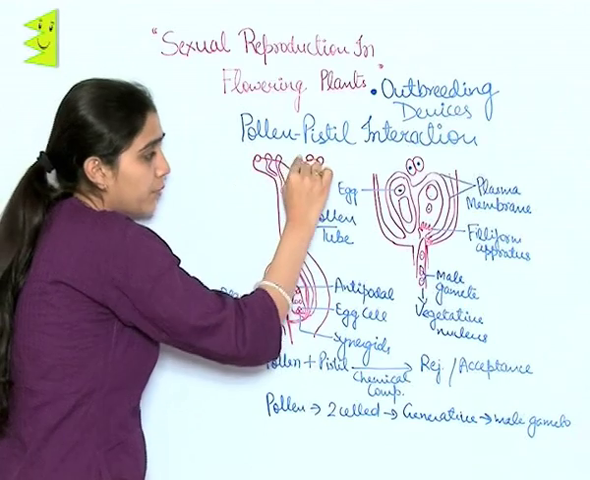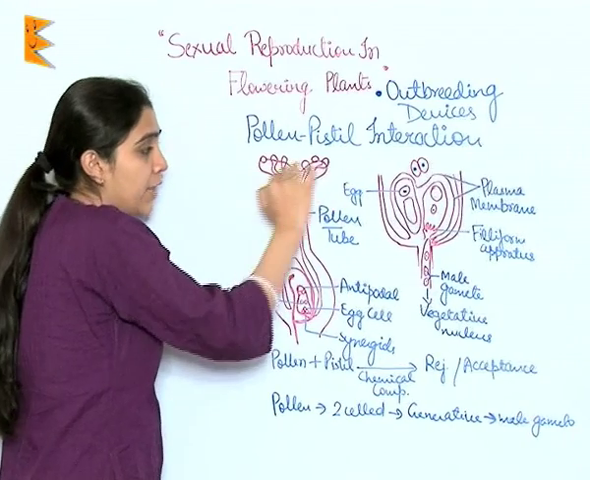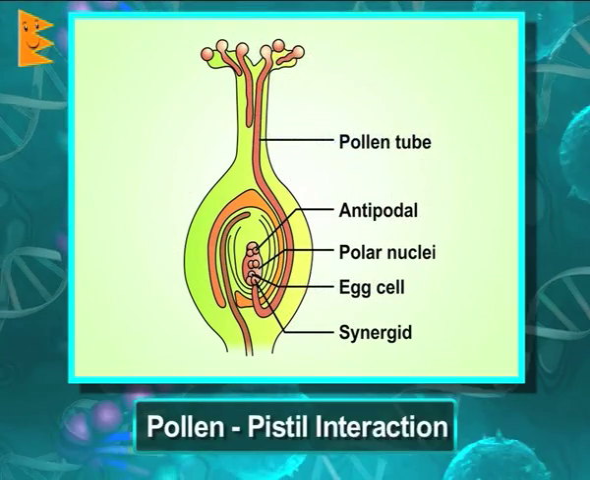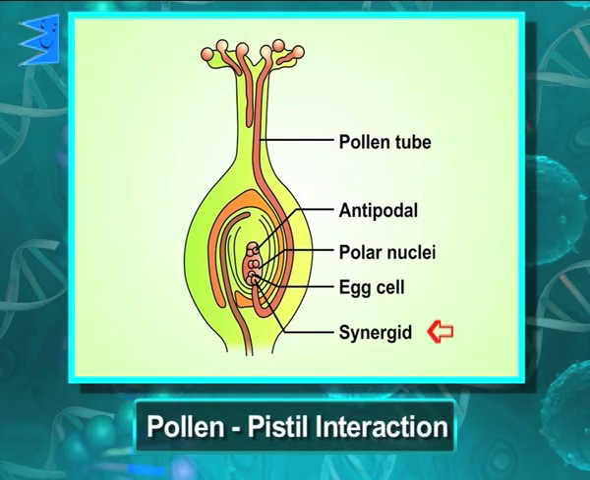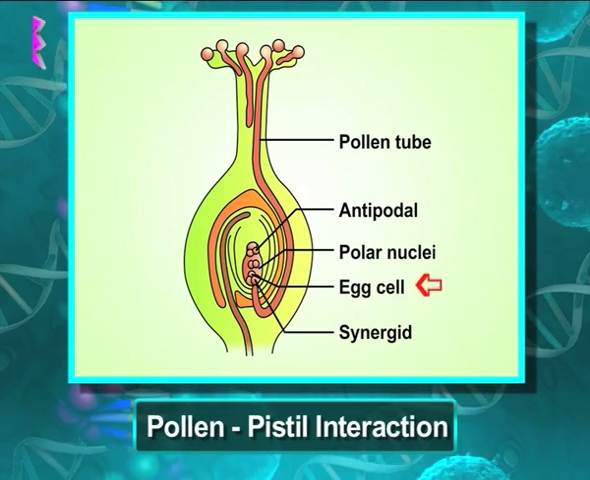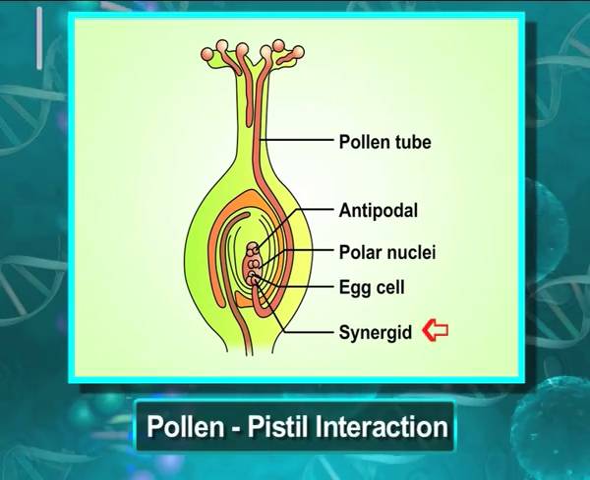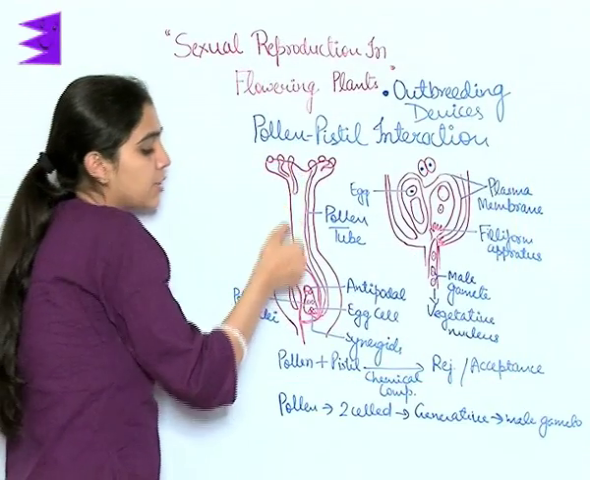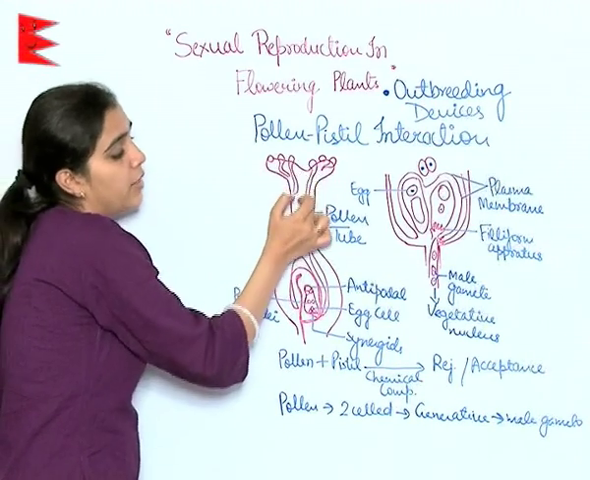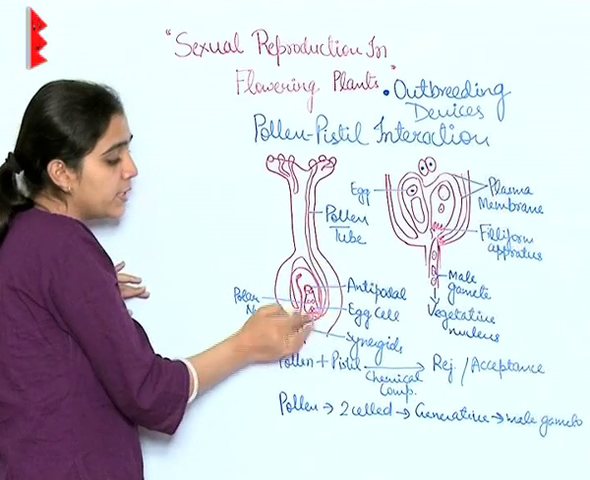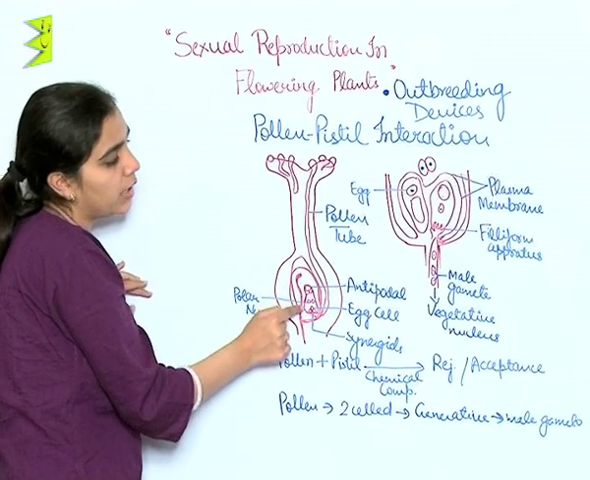Now here, these are the pollens. As they reach the pistil, if acceptance is there, the pollen tube is formed like this, which from the synergids enters the egg cell. These are antipodals, these are polar nuclei, this is the egg cell, and these are synergids. Now, it is seen that the filiform apparatus is supportive in the formation of the pollen tube across the synergids, so that pollens are transferred to the egg cell.